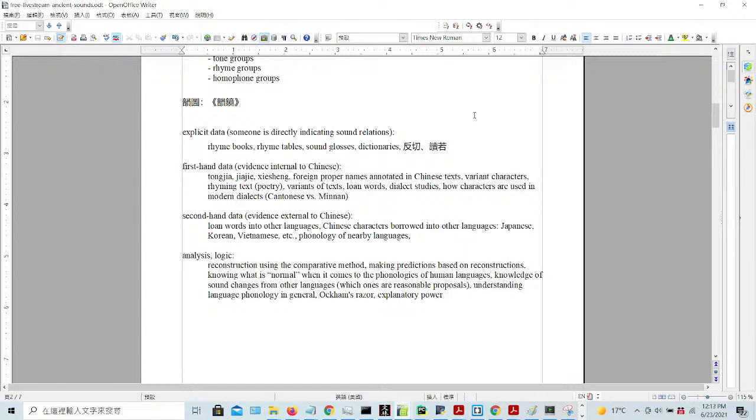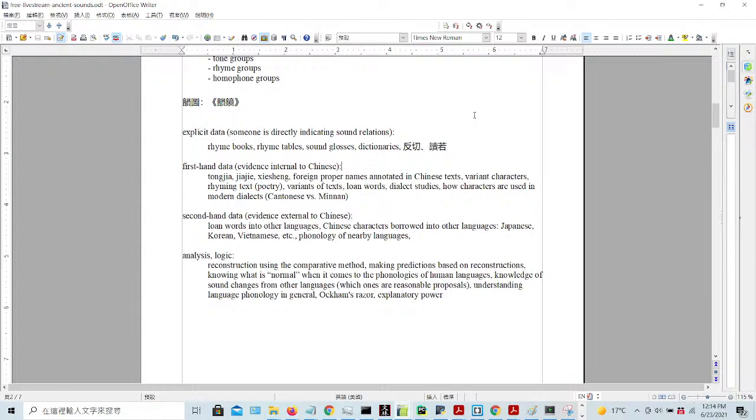Because basically, tongjia means a character is used for its sound. It's like when you write Malaysia in modern Mandarin, you use ma, but you're not using ma because you're trying to express the idea of horse. You're just using it for the sound ma.